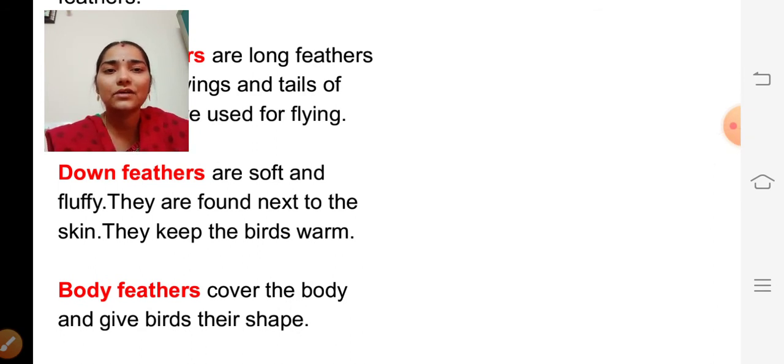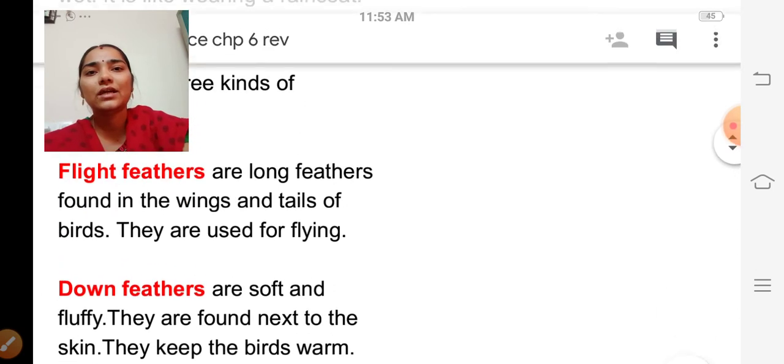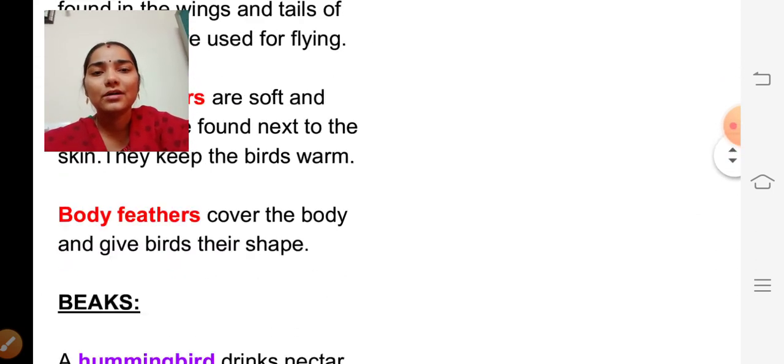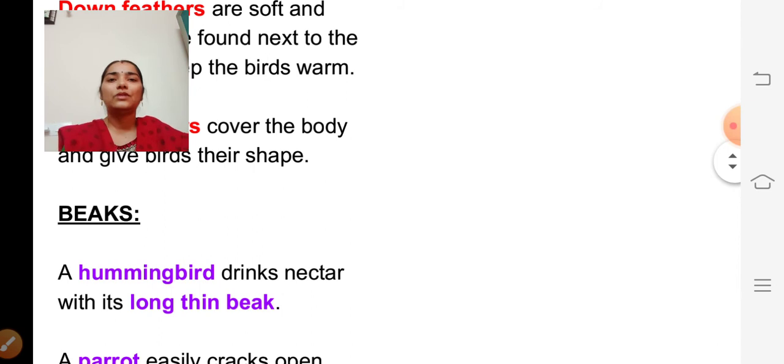Body feathers cover the body and give birds their shape. So which feather gives the shape to birds? It's body feathers. So these are the three kinds of feathers the birds have. The next one is beaks. We are going to see about beaks.